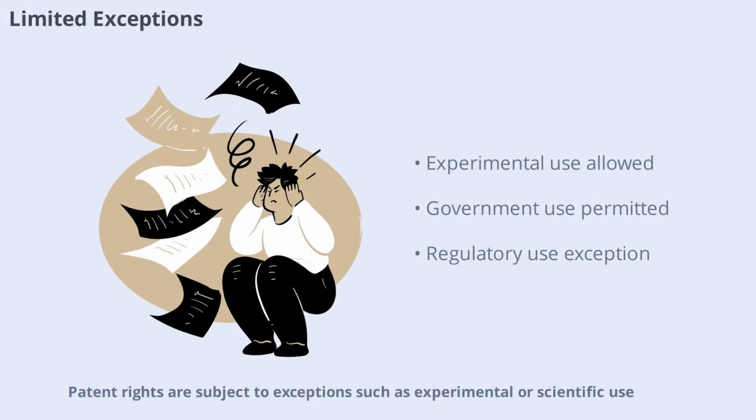Patent rights are subject to exceptions, such as experimental or scientific use, public non-commercial use, and regulatory use. Section 47 allows use for experiments or research, including teaching. The government can use patented inventions for its own purposes or import medicines for distribution in government establishments. Section 107A permits acts related to regulatory submission, such as developing generic drugs. These exceptions promote innovation, public health, and access to technology.